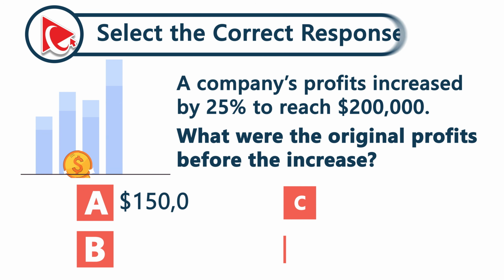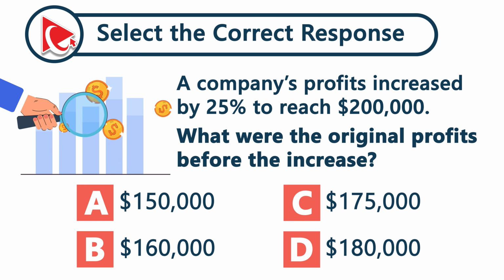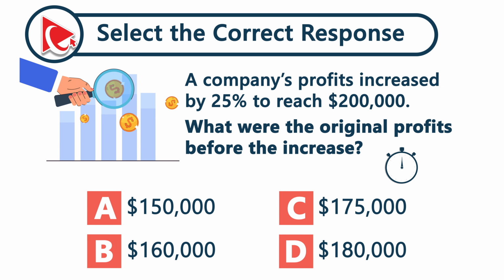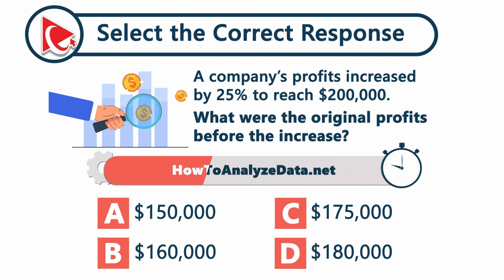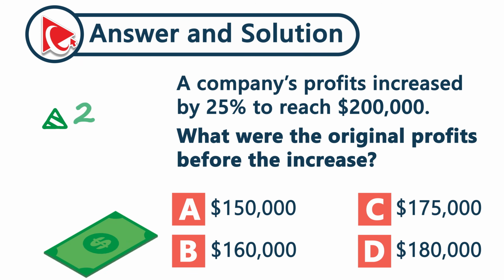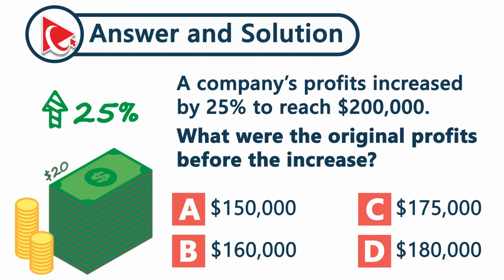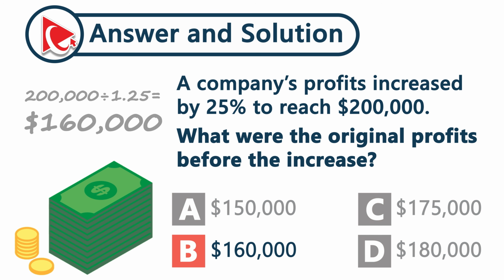A company's profits just hit $200,000, but that's after a 25% jump. How much were they before? Let's break it down. A 25% increase means 200,000 is 125% of the original. To reverse it, we need to divide by 1.25. That gives us $160,000. So the correct answer here is choice B, $160,000.